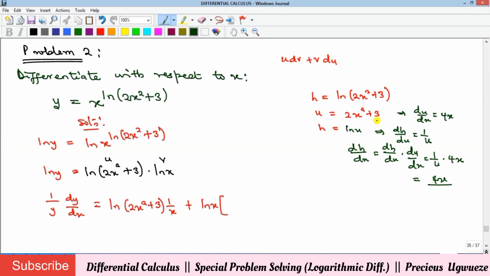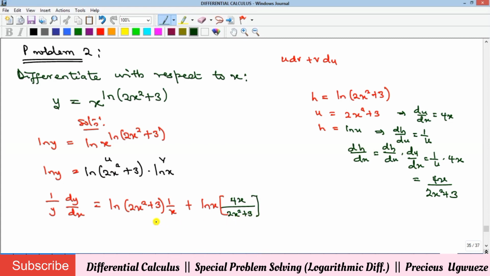And what is our u? Recall, this is our u, which is 2x squared plus 3. And so if you bring all of this here, that's the derivative of this whole. Remember, the u here is different from the u here, so the derivative of the whole of this is what we got as this, and that is 4x all over 2x squared plus 3.